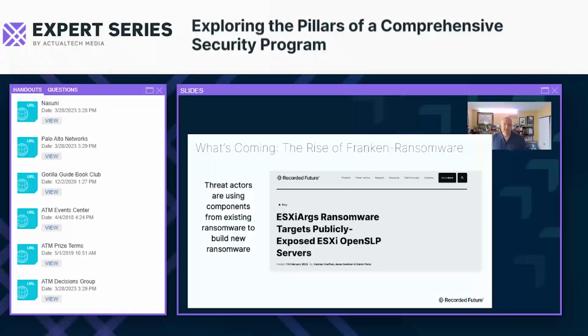Now, again, knock on wood, the good news with both ESXiArgs and the Clop ransomware campaign is, at least on the surface, it doesn't look like a lot of damage was done. Yes, ESXiArgs hit 3,000 servers.